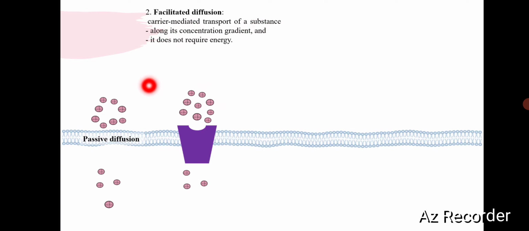Passive diffusion does not require a carrier for the transport, while facilitated diffusion is carrier-mediated transport of a substance, which is also along the concentration gradient. Thus, it does not require energy. Here, the drug attaches to the carrier and facilitates its diffusion across the membrane. For example, transport of glucose across the muscle cell membrane by GLUT4 transporter.